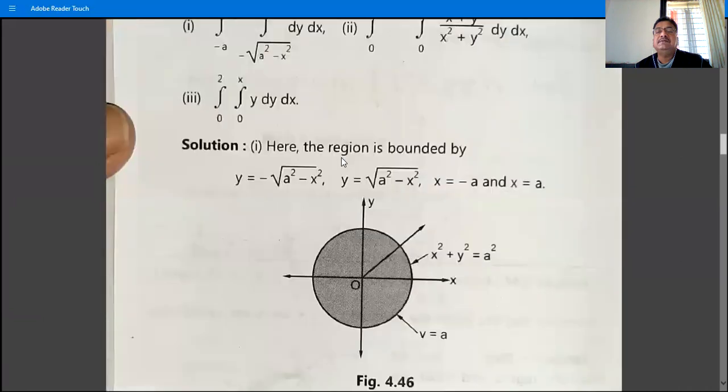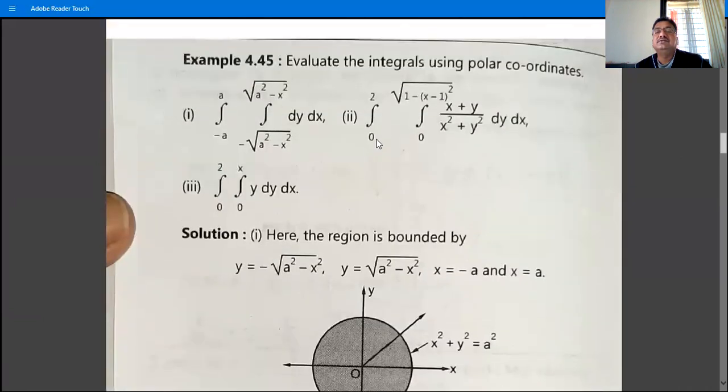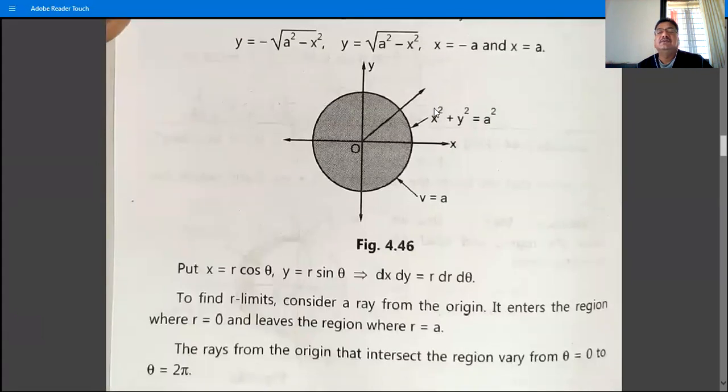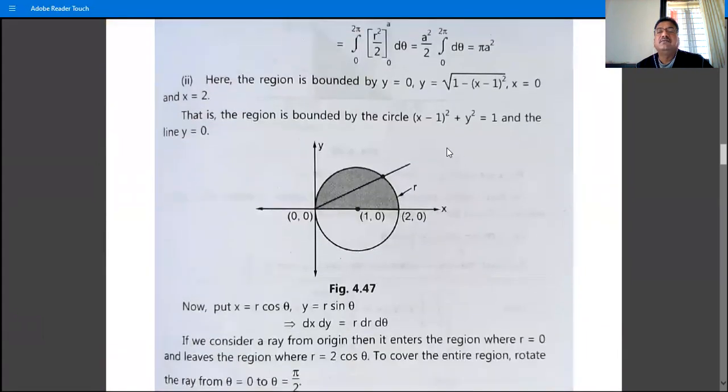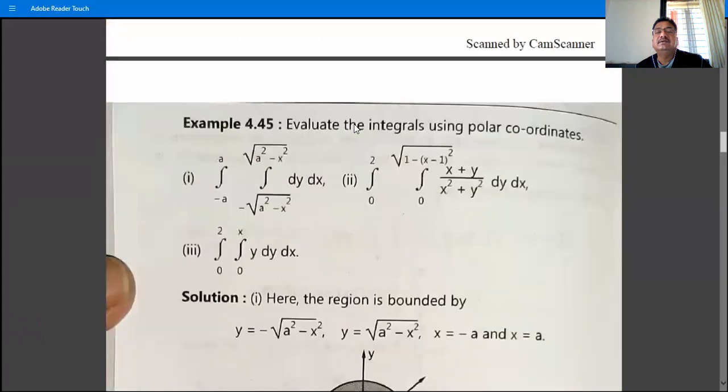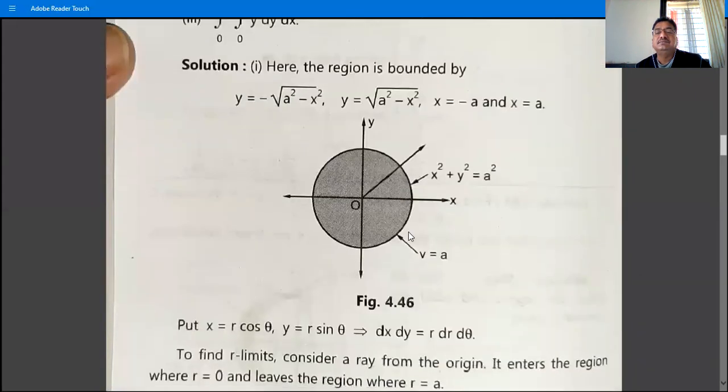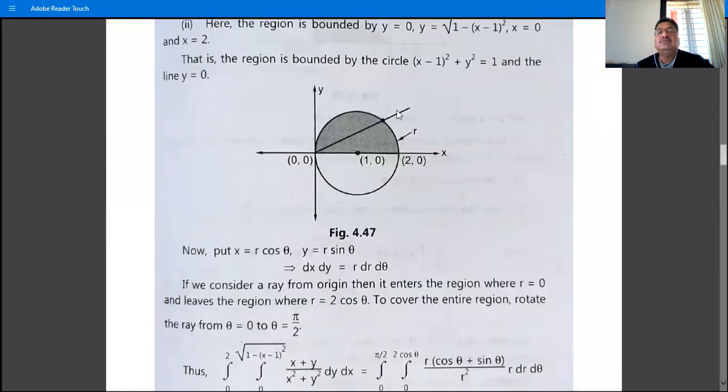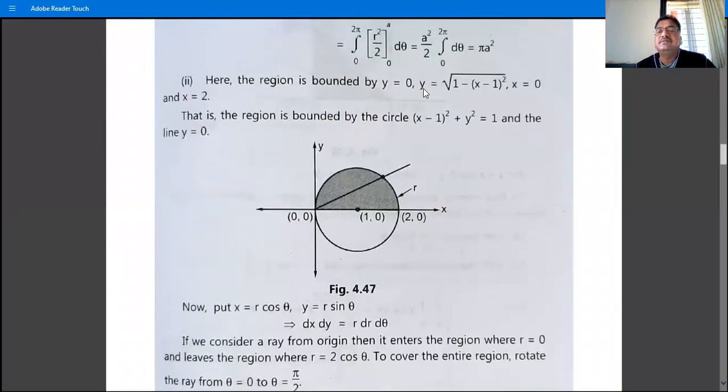Then the next problem is this: x from 0 to 2, and the limit on y is from 0 to root 1 minus x minus 1 bracket square. From this, x is 0 and x is 2. If we simplify this by squaring both sides, we have x minus 1 bracket square plus y square is equal to 1. That is, x minus 1 bracket square plus y minus 0 bracket square is equal to 1.